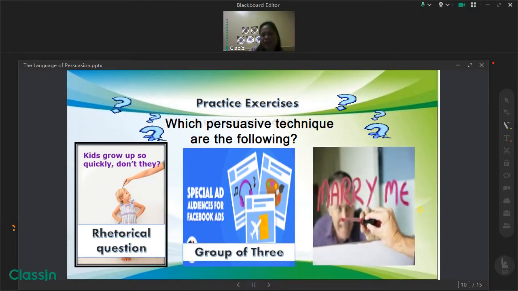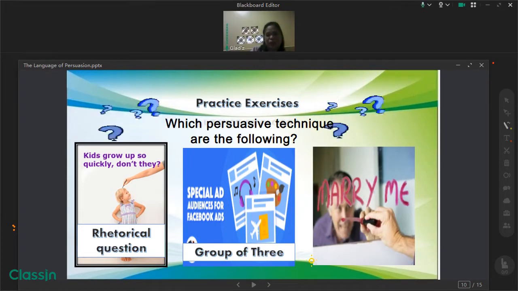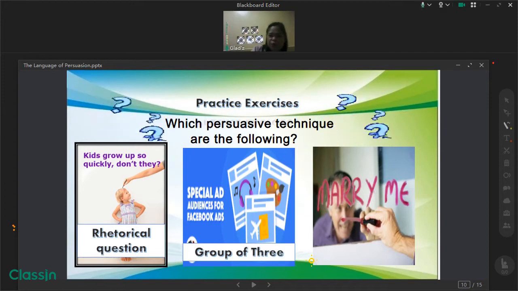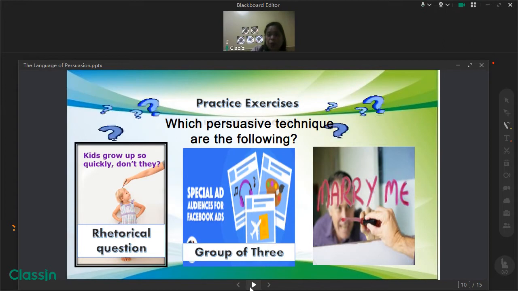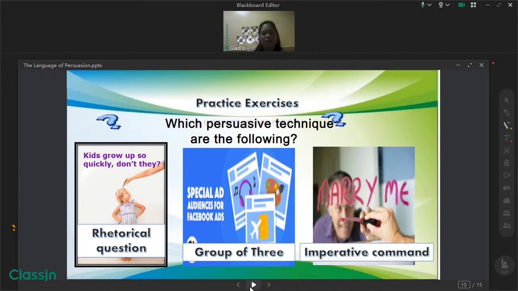And then the last one. So, marry me. What persuasive language technique is used? So once you write it in the mirror, marry me. So you are persuading someone to marry you using the persuasive language technique, imperative command. So maybe you are having a wish or commanding someone to marry you.